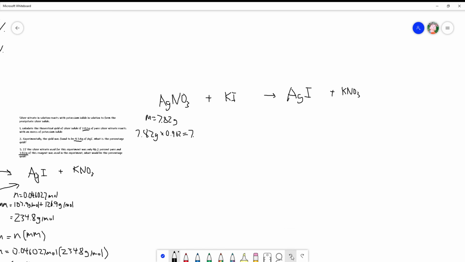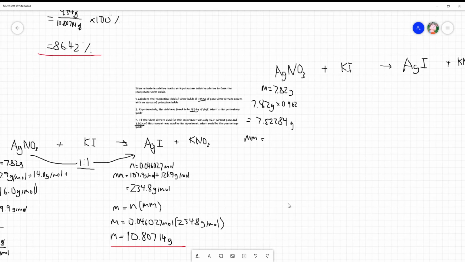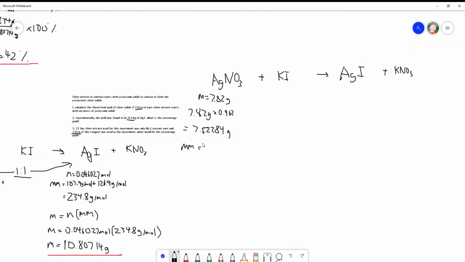Let me just write this on another line. 7.52284 grams. And then once again, we can calculate the molar mass of silver nitrate, but we don't have to calculate it because we've already done that over here, which is 169.9 grams per mole.